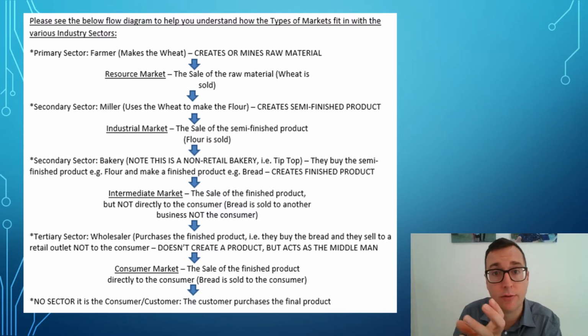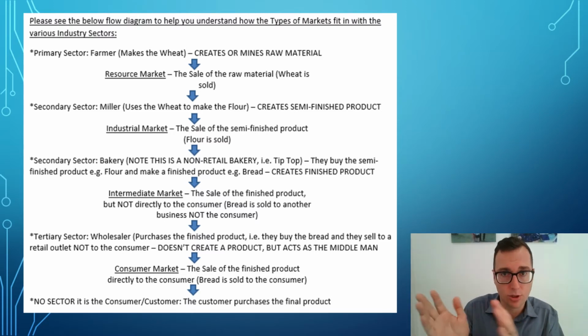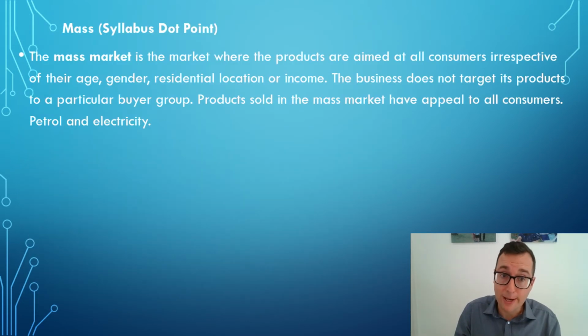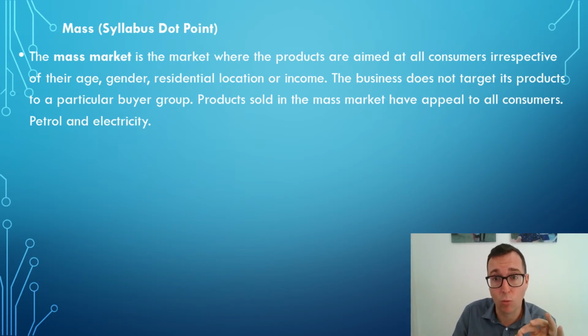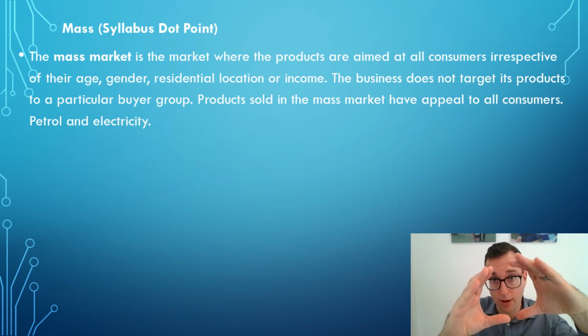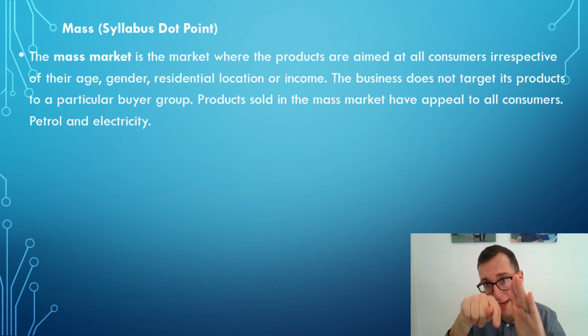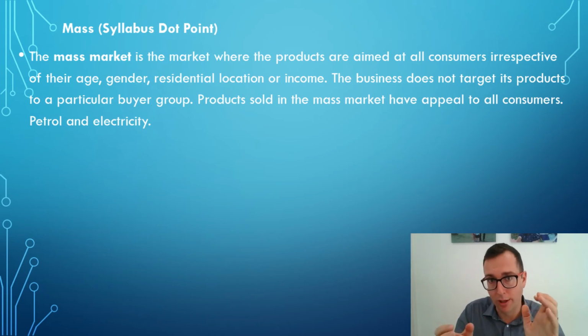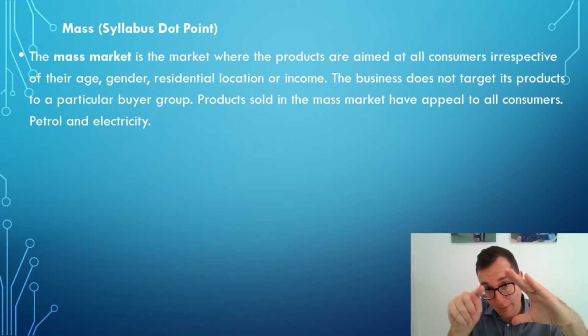Now, separate to this, we've got two other marketplaces. It's totally different. You've got the mass market and the niche market. The mass market is where products are aimed at all consumers, irrespective of their age, their gender, or their location or income. The business does not target one particular market segment. So think of a pie chart, it's the whole thing. Whereas if you're targeting part of that based on age or gender or whatever, that's a market segment.